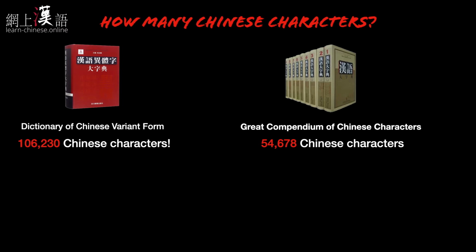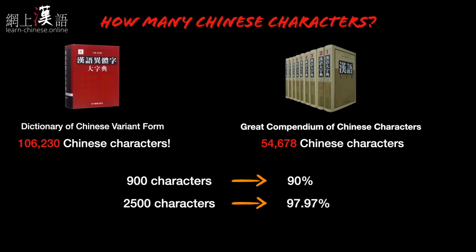Thank God, no! With the 900 most frequently used Chinese characters, we can read 90% of modern literature, newspapers, novels, and so on. With 2,500 Chinese characters, we can read 97.97%, and with 3,500 characters, we are able to read 99.48% of modern texts. There are a lot of characters, but we don't need to know all of them.